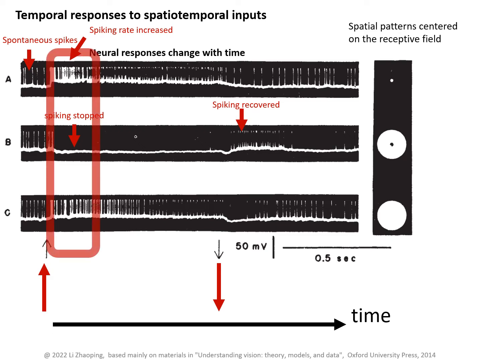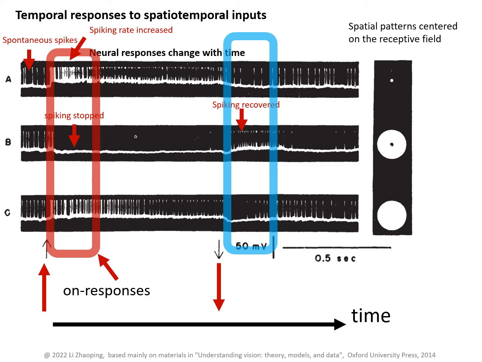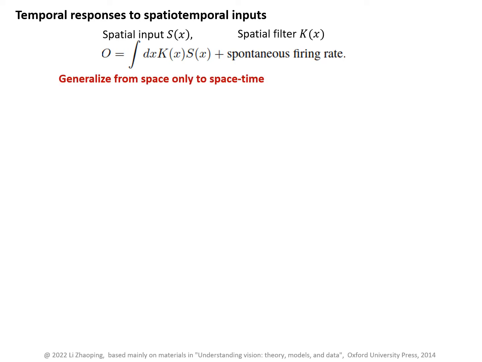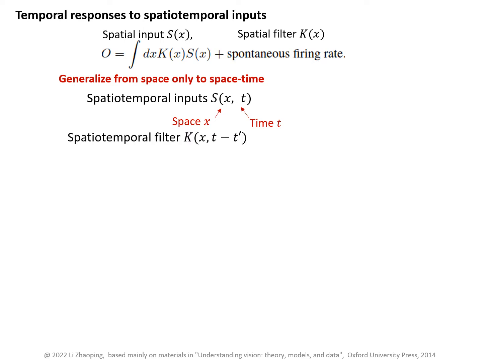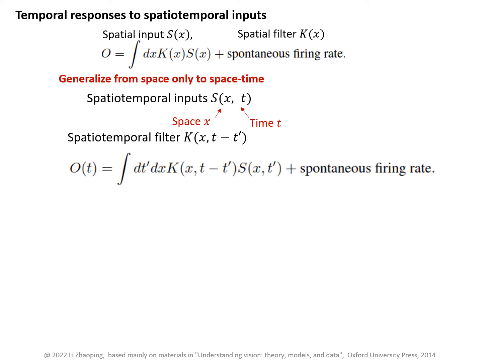They change especially quickly in time at the onset and the offset of the visual inputs, and these responses are called on responses and off responses respectively. Therefore, a spatial input S(x) and a spatial filter K(x) for a scalar neural output response O is now generalized to spatial temporal inputs S as a function of x and t, and a spatial temporal filter K, so that the neural response O evolves in time.